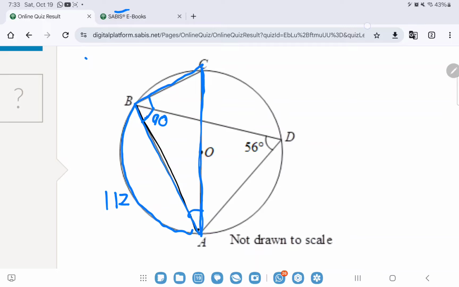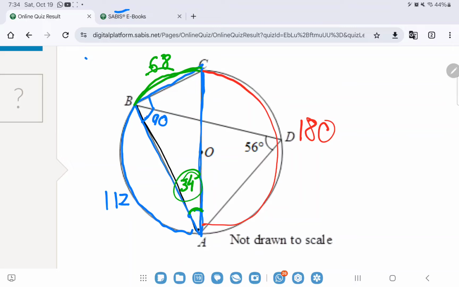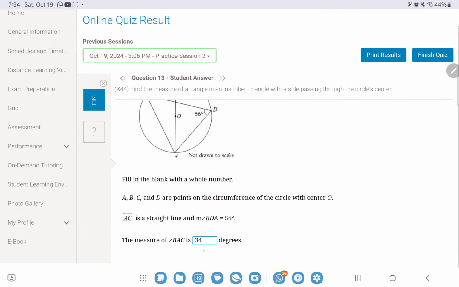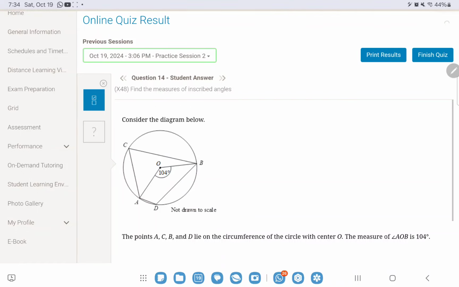And if this is 90, then this arc over here is 180, leaving us with this small part. This arc is unknown. So 180 plus 112 is 292. Subtracted from 360, you get your missing part. So this here is 68. This must be half of 68, which is 34. And that's how you get angle A. See? It's 34. Let's move on to the next question.